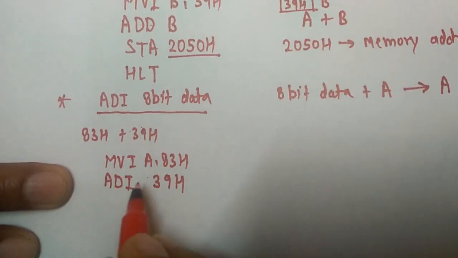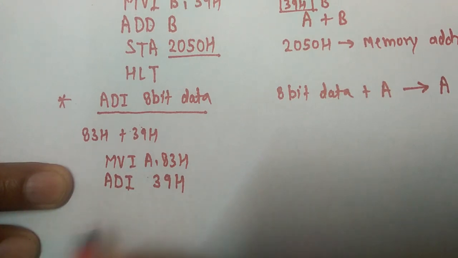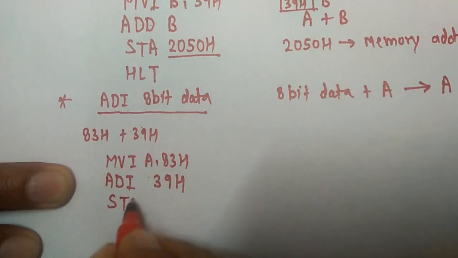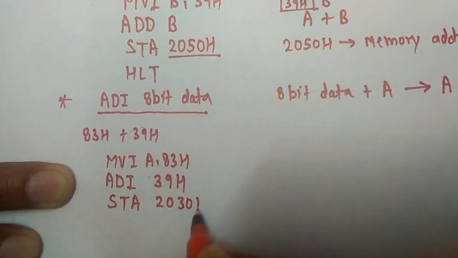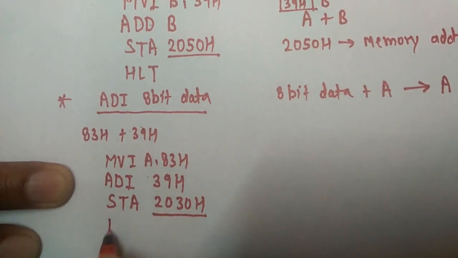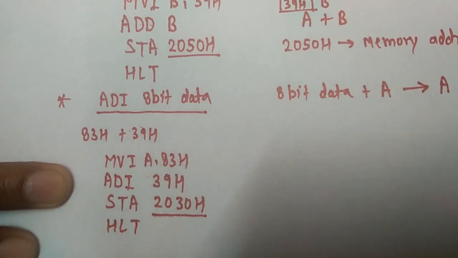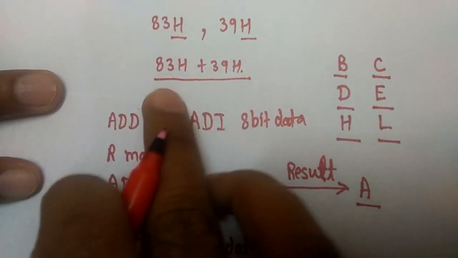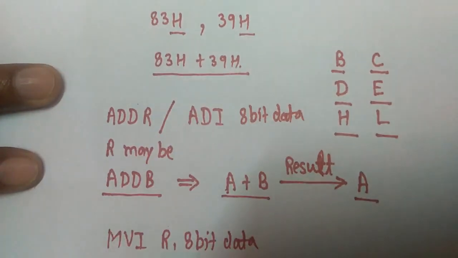And now, in order to store the result that is in the accumulator to any particular memory location, we will use the instruction STA again, and this time I am changing the memory location to 2030H. Basically this is a memory location and it depends upon you. Wherever you want to store the result, you will put that memory location here, and then again HLT, that means halt, and the program is terminated here. So this is all about adding two numbers, 83H plus 39H, without using a memory address.